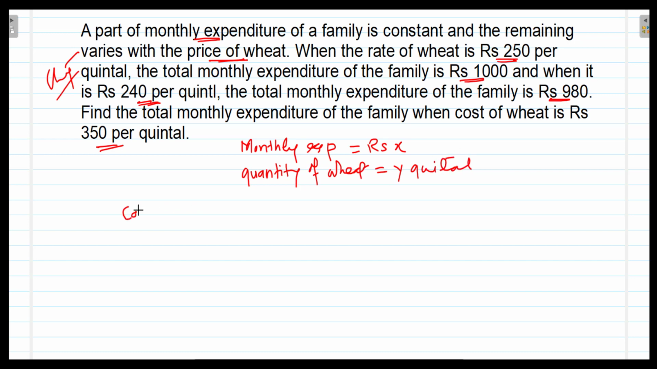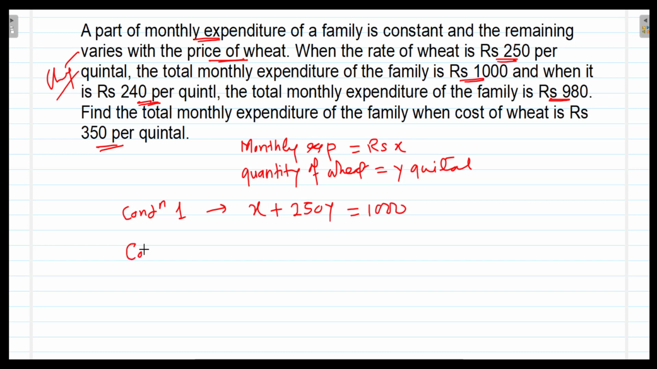Then by condition 1, we get that X is a constant expenditure plus the other expenditure on the wheat, which is dependent on the cost of the wheat, and the cost of the wheat is 250. Total quantity is Y quintal, and therefore the total expenditure on wheat will be 250Y, and this total expenditure is given as 1000 rupees.